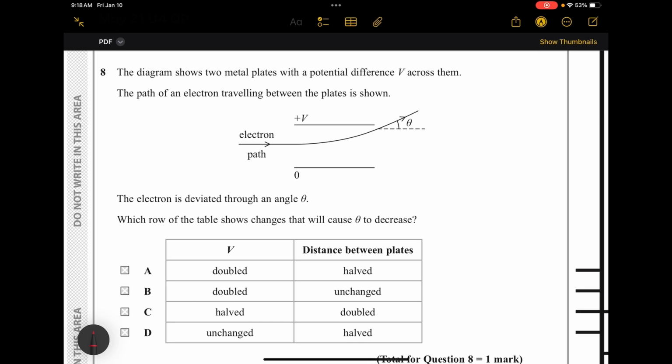The diagram shows two metal plates with a potential difference V across them. There is plus V and this is 0. Okay, there is a potential difference. The path of an electron traveling within the plates is shown. So this is the path of the electron. The electron is deviated through an angle of theta. Which row of the table shows the changes that will cause this theta value to decrease? So they are asking how the theta value can be decreased.